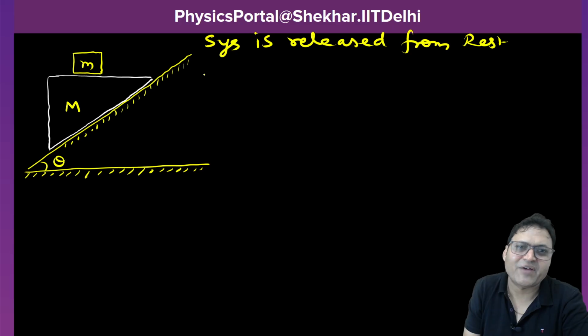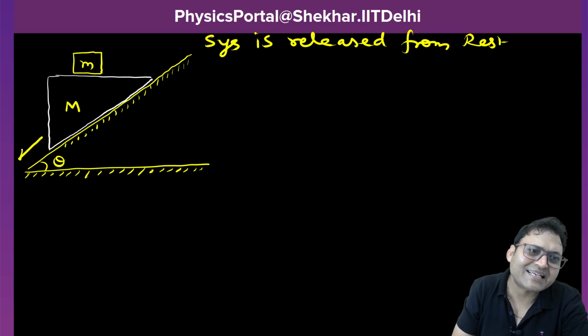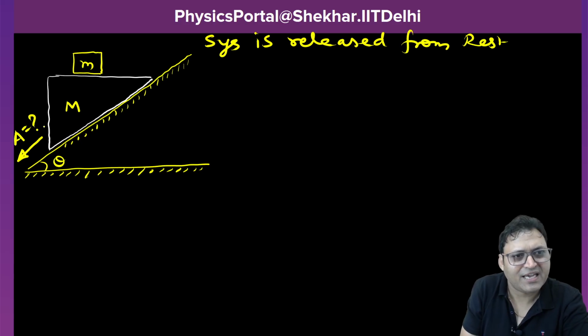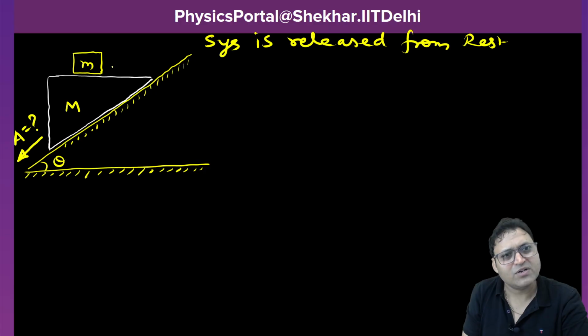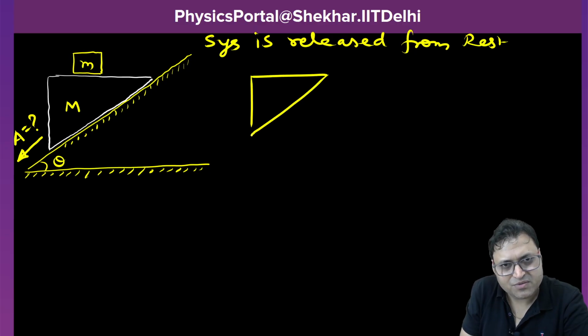Find the acceleration of the wedge. The wedge will move down the inclined surface. So we need to find out this A. And also we will find out the acceleration of the block with respect to the wedge. So first of all, draw the free body diagram of the wedge with respect to ground.